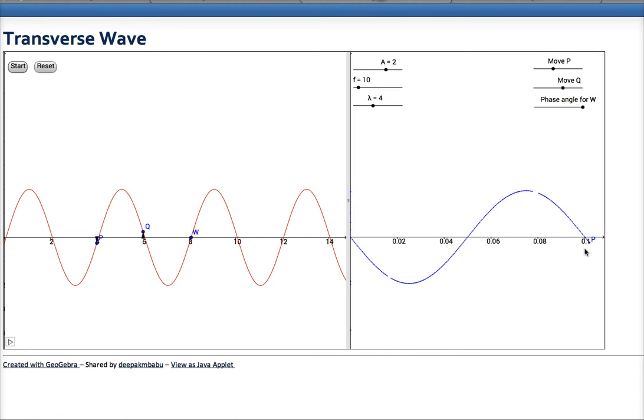Distance traveled 4 meters, time taken 0.1 seconds. What do you get? 40 meters per second. What was the formula that we discussed in class? We discussed in class that velocity of a wave equals frequency times wavelength. What's the frequency? 10. What's the wavelength? 4. Multiply the two, what do you get? 40 meters per second. And we've just verified that that is indeed the speed of the wave by just looking at its motion. Do we agree with this?